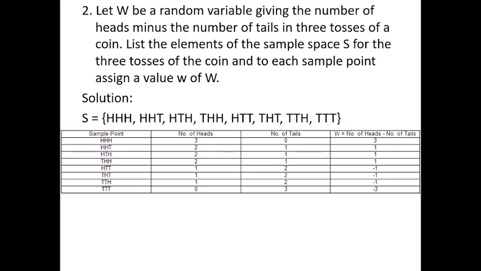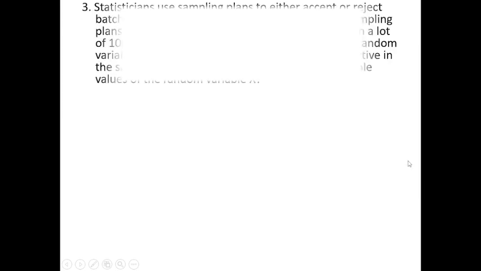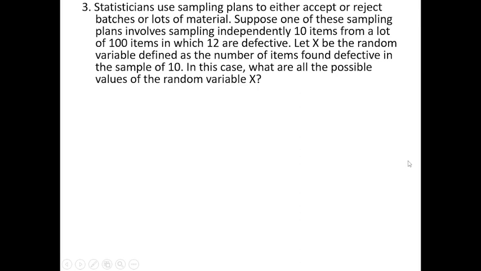So, we now proceed. So, these are our answers. List the elements of the sample space as, this is it. And then, into each sample point, assign a value w of W. So, this is it: 3, 1, 1, negative 1, that's the assignment in each sample point. Okay?